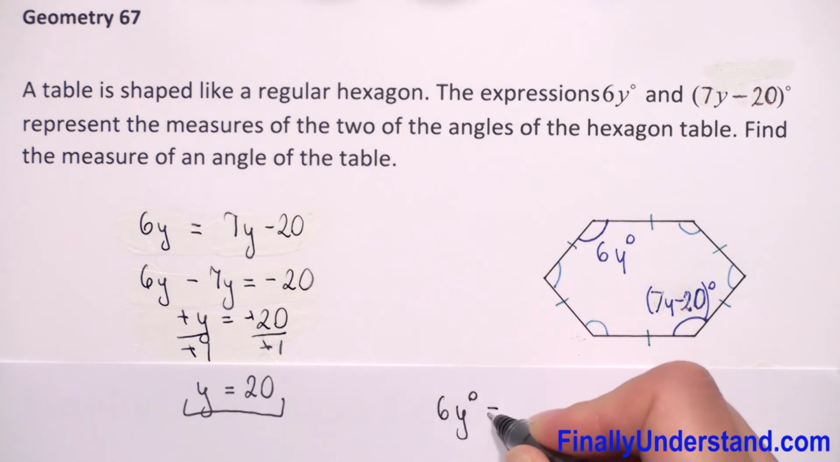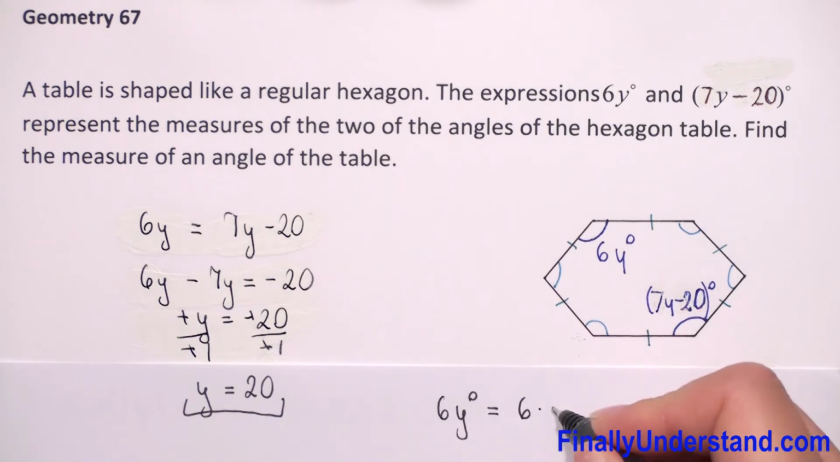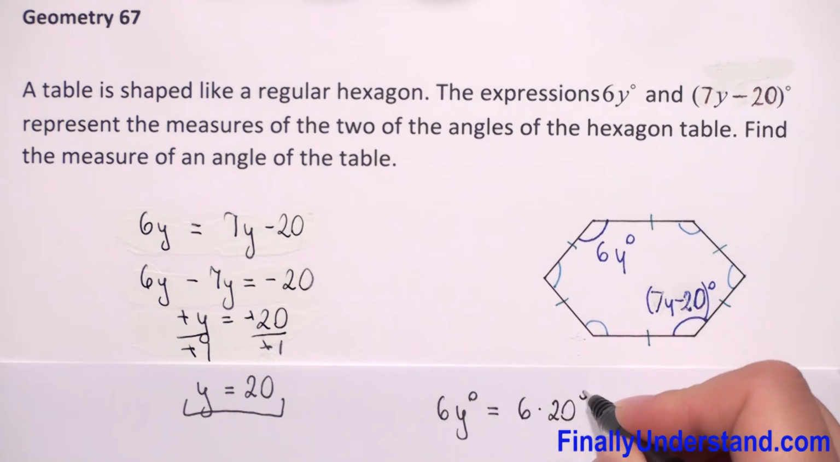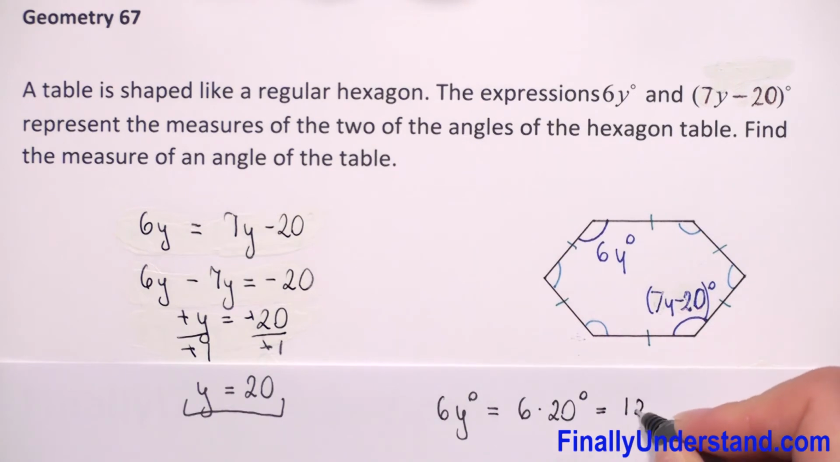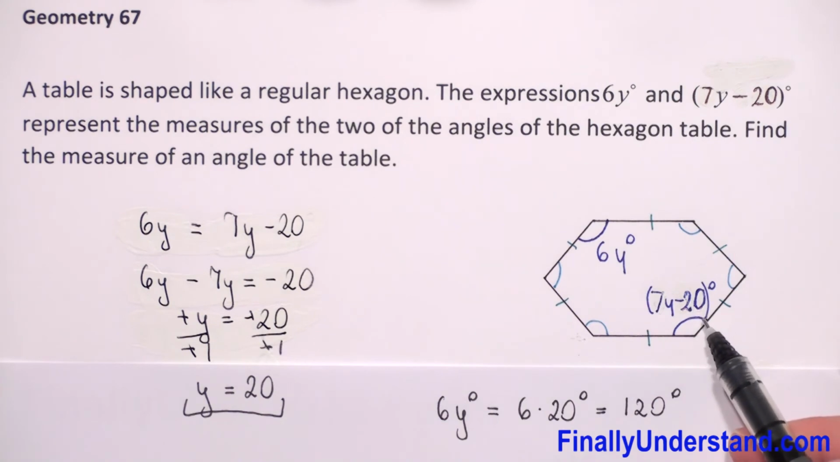6y degrees is equal to, I will substitute y by 20, so we have 6 times 20 degrees. So this is equal to 120 degrees. And if you choose the second expression, you will have 7 times 20 is 140 minus 20 is 120 degrees. So whatever you choose, you have the same answer. So we found the measure of the angle of the table.